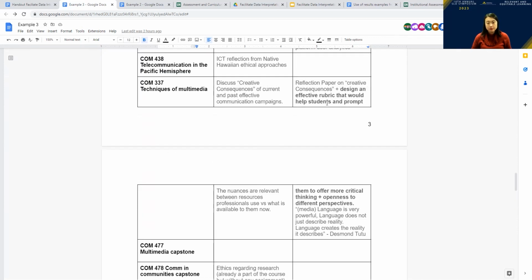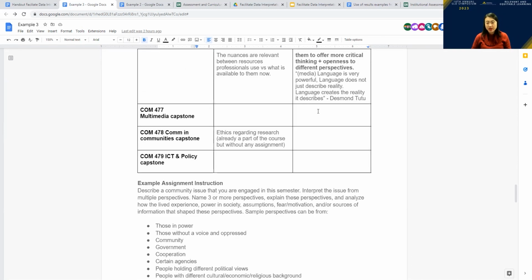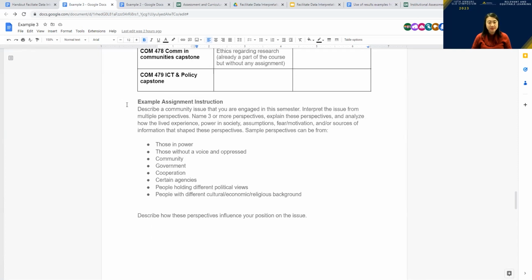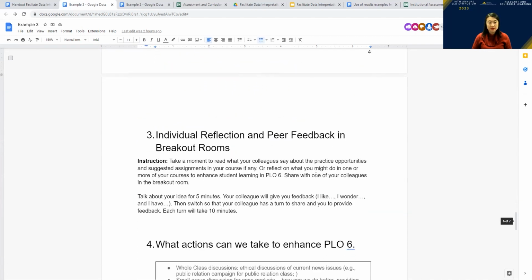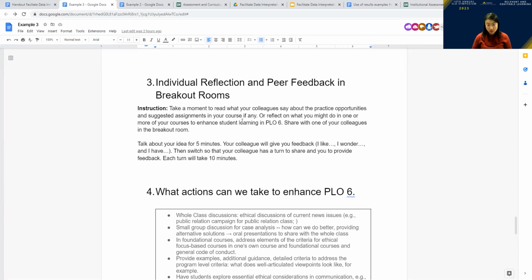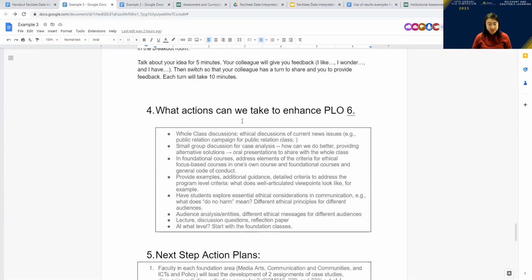Although then we know that all of these products that faculty mentioned address the first criterion of the rubric, right? Ethical principles. But what about variety of perspectives? There, I gave one example of assignment instruction to address multiple perspectives. Think about those in power, those without voice and oppressed, community, government, operations, and so on. Then individuals reflect on what they can do in their own course and receive peer feedback. As a group, each faculty member shares, there are 7 of them. Each of them shares either something they want to do for the program or something they want to do in their own course.